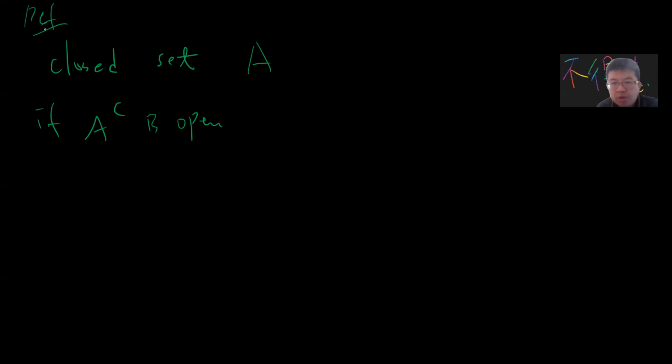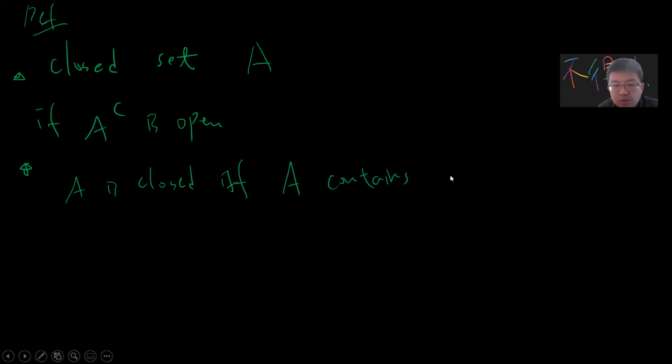Now closed sets, which are also easy. In order to say closed set, we need to write down a definition, so let's quickly do it. I can define A to be a closed set if its complement is open. This is a quick way to prove things. Another definition is that A is closed if A contains its limit points.